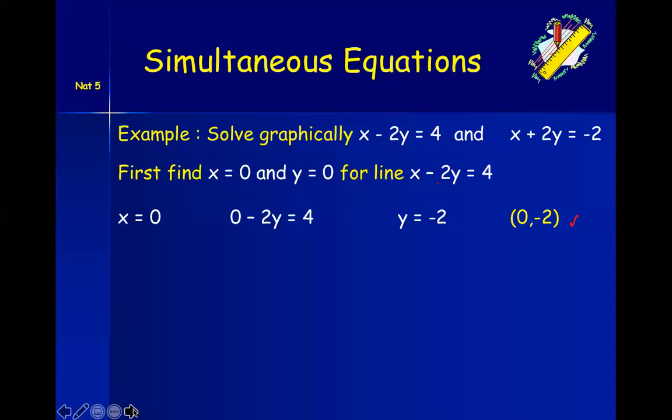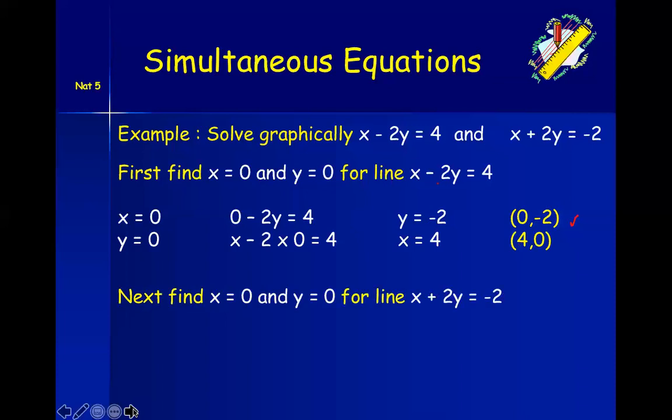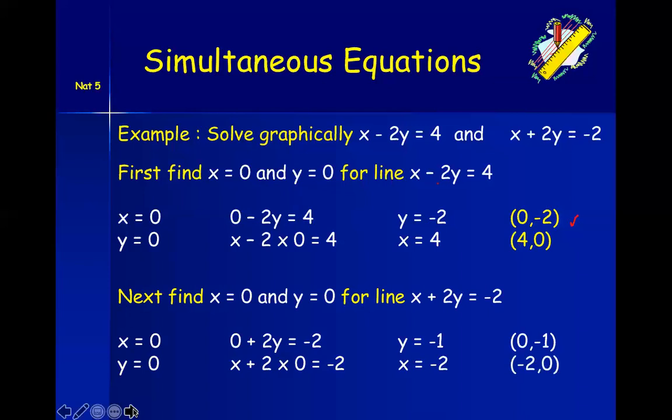This time y equals 0, even easier, because you get x minus 2 times 0, which is 0, equal 4, then x equal 4. So (4, 0) is my second point. We do exactly the same for the second line. Find 2 points. (0, negative 1) for the first one. And for the second one is going to be (negative 2, 0), because you just replace y with 0. Nothing too complicated just now. I just found 2 points from each.